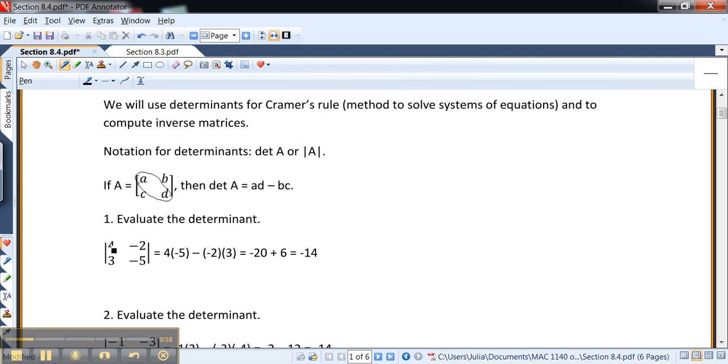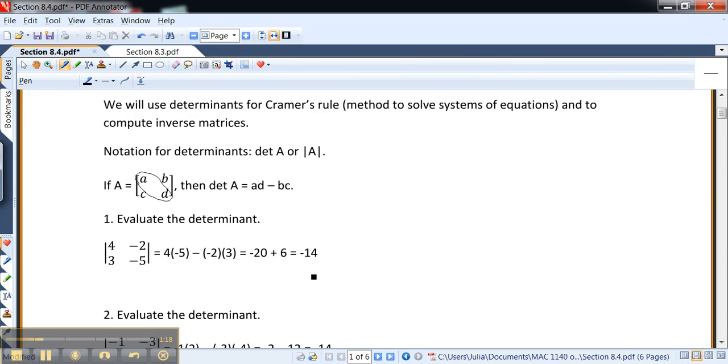For example, in this matrix we have 4 times negative 5, which gives us negative 20, minus the product of negative 2 times 3. So minus a negative gives us positive, which in turn gives us negative 14 as the determinant.